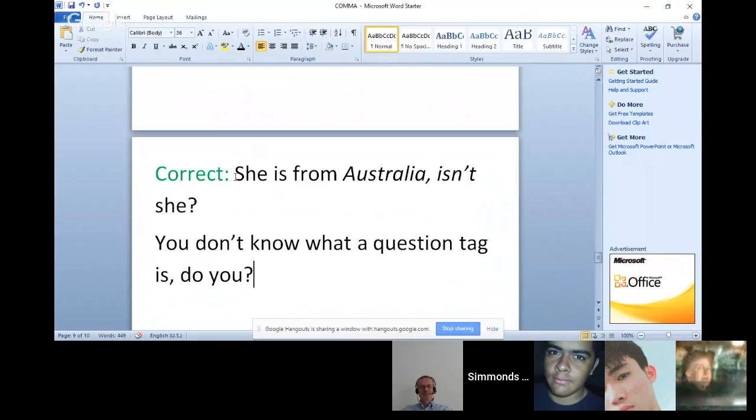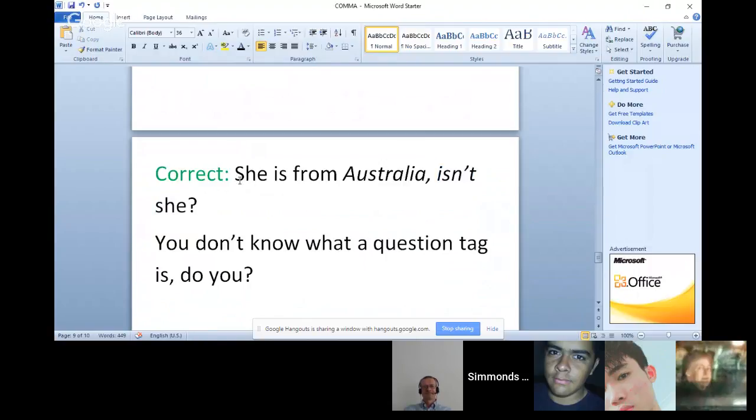Thank you. So the example, the correct way is, she is from Australia, isn't she? What we do with question tags is we have a phrase, just a normal sentence, she is from Australia. But we're adding this question tag because it tags on to the end of the sentence. And it's asking a question. When we use this, it's really asking, isn't she? It's making this confirmation of, yes, she is from Australia. No, she isn't.